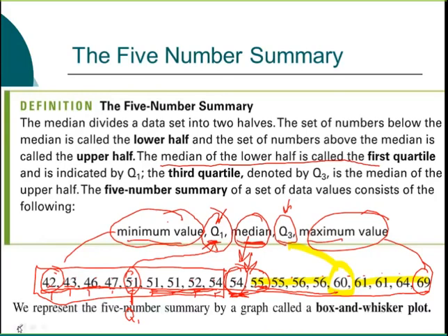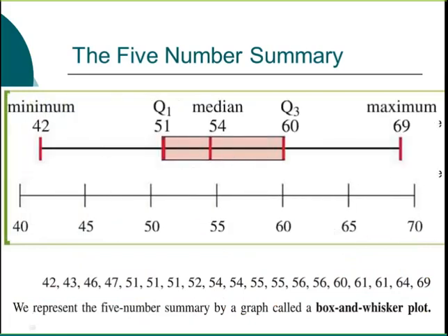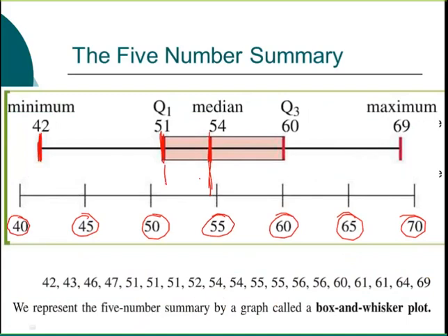Anyway, so let's erase this. We represent the 5-number summary by a graph called a box and whisker plot. And so here's what that looks like. You basically take your data, which is broken up by 5s, and all you do is make a bar at your 5 critical places. Our minimum is 42, so you make a bar. Q1 is at 51. Our median is at 54, so I make a bar like that. And then 60. Put a bar there, and then finally our maximum is 69.